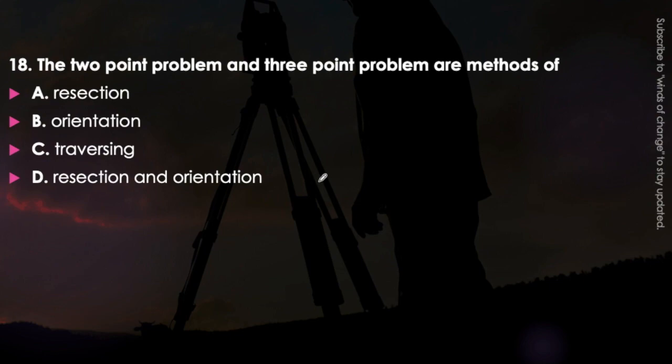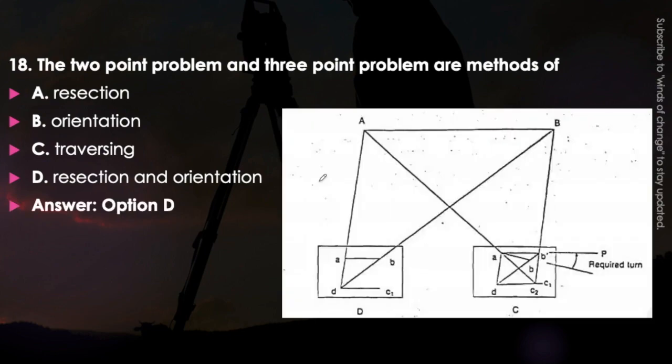Just think about it. These two are the method of resection as well as the orientation, to find out the location of the plane table and to orient it. This is the condition of the 2-point problem. Memorize it, it is very important.